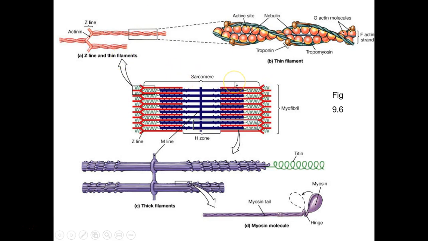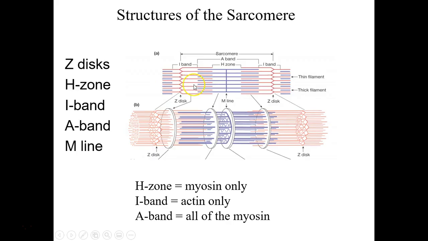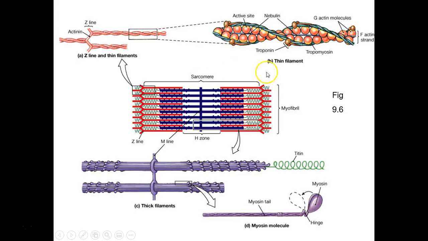Okay, so don't forget this stuff's all connected. Okay, and so if all these little myosins pull on these actins, it's going to make this sarcomere shorter. And then this sarcomere, same thing, all the way down, right? So that whole muscle fiber is going to contract, okay?